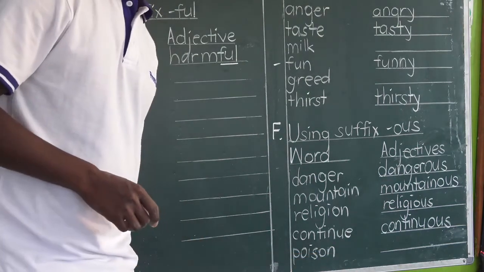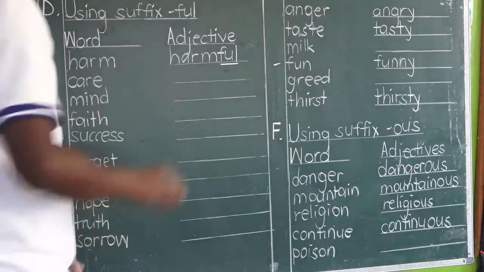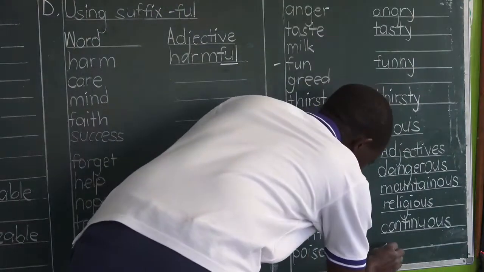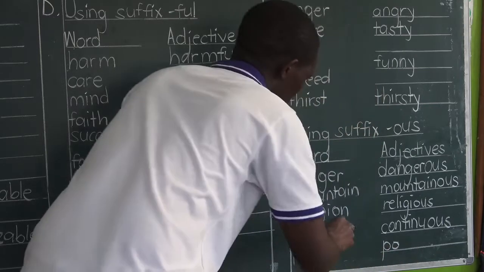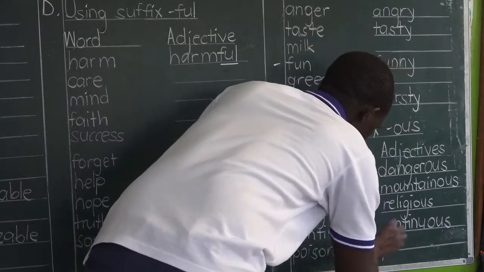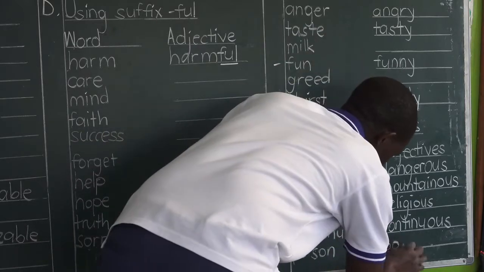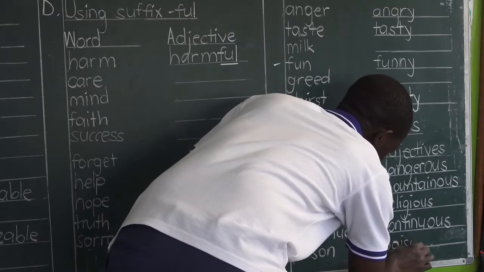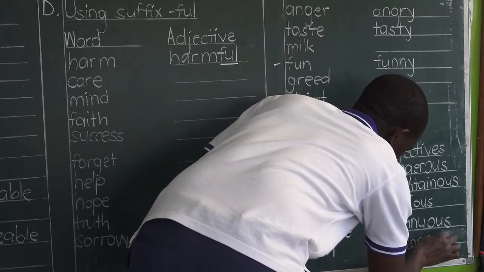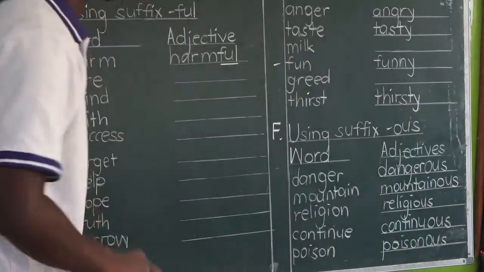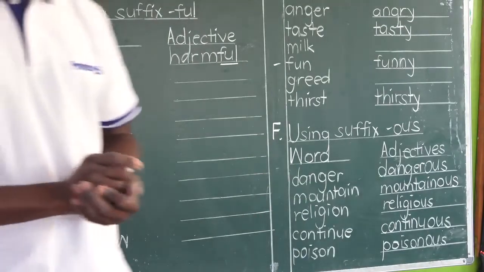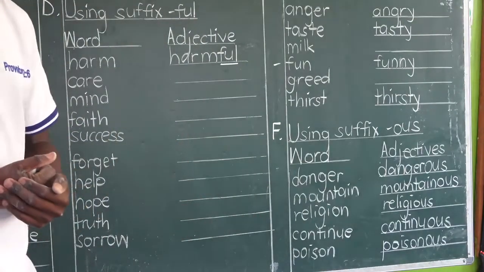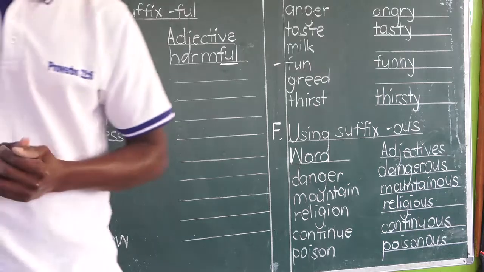Poison is our last word in the list and changes to poisonous. You ever heard of poisonous snakes? Those that have poison, once they bite you, look for medicine as soon as possible. Poisonous. Poison plus OUS. Poisonous. So, poisonous has led us to the end of our list today, meaning that's the end of our lesson today.